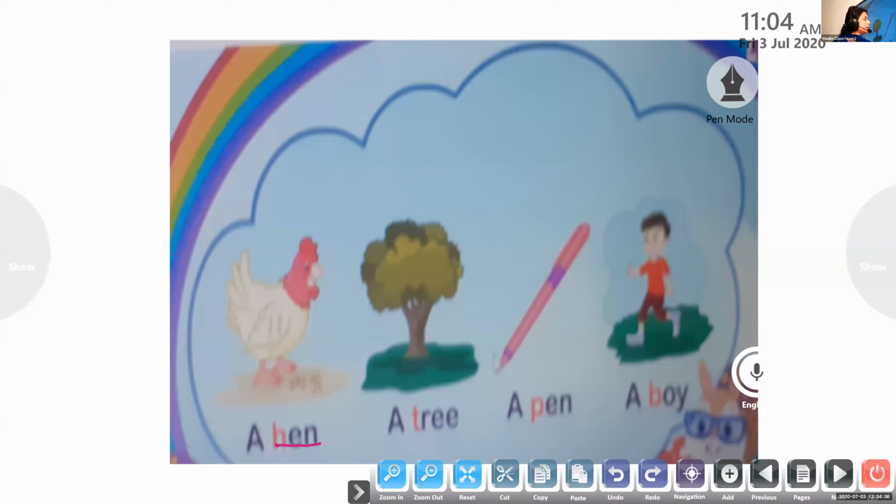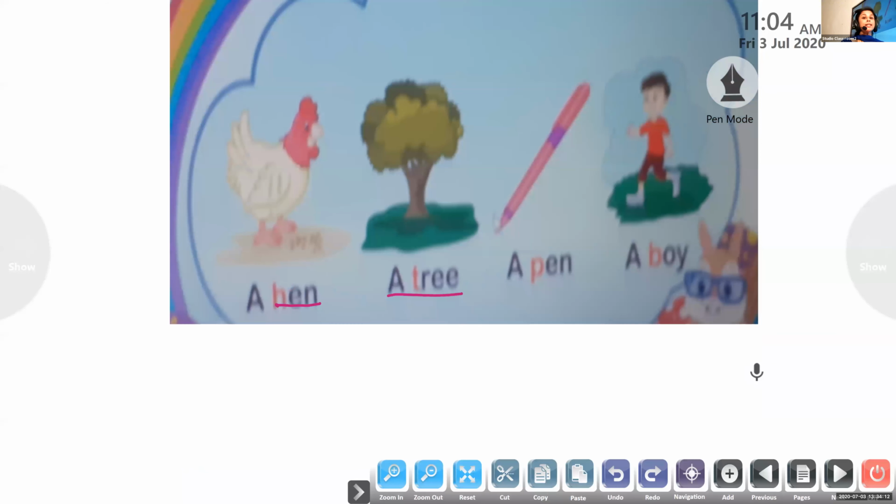Can you see the screen, children? So here the word tree begins with a consonant T. Tree, T. It begins with a consonant T, so we use A before the word. Here is an example for you, pen. The word pen begins with a consonant P. So we use A before the consonant.